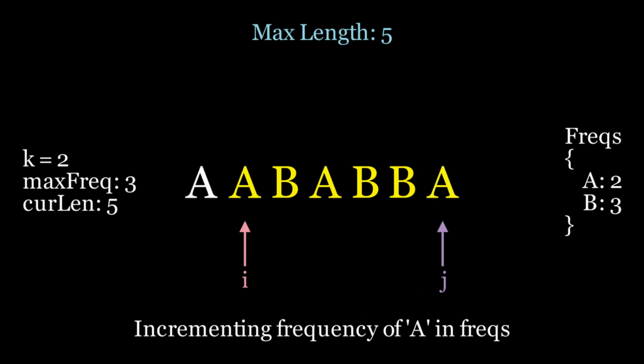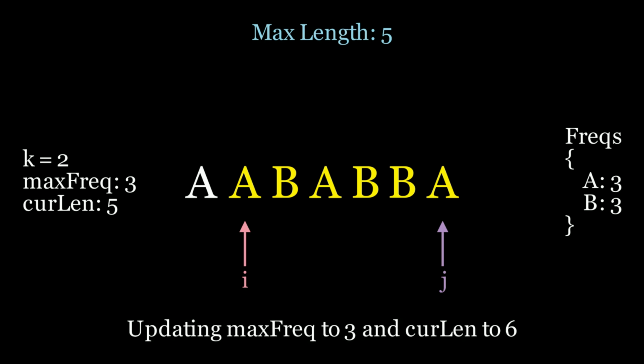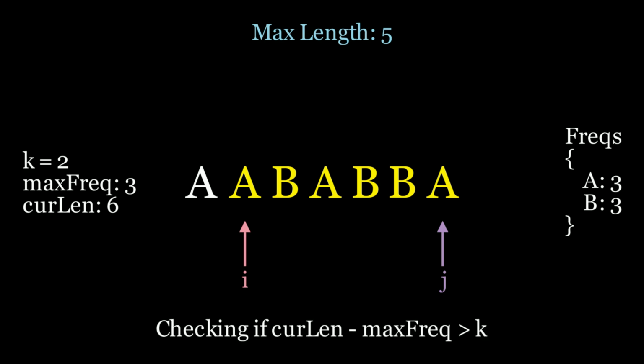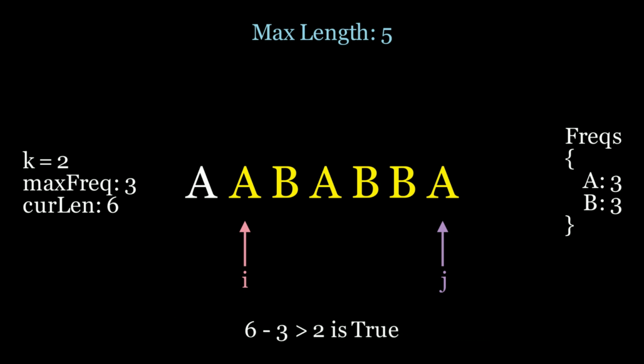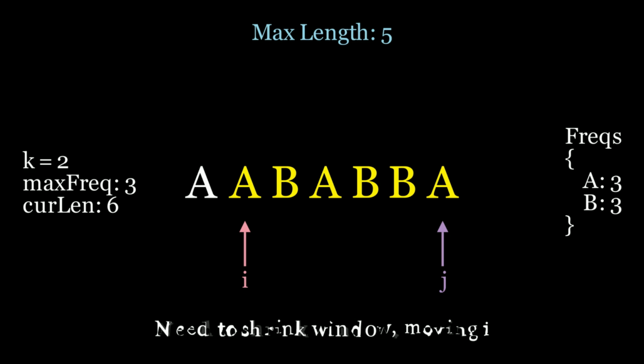Now we increment the frequency of A again to 3. We run into the same issue as before. We update max frequency to 3 and curLen to 6. And we're going to be greater than K now, right? It's the same exact problem, except now we added an A instead of a B. So we shrink the window.